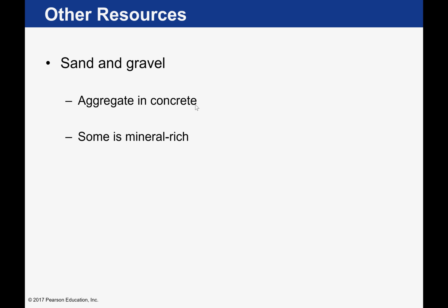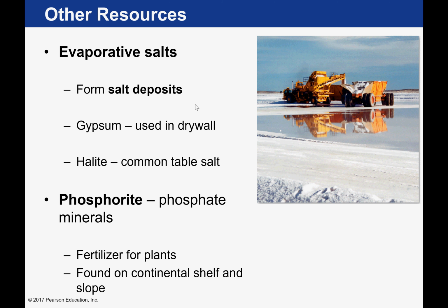Some other ones are evaporative salts. These get formed when seawater evaporates, and then the salts increase in concentration until they can no longer remain dissolved, and they precipitate out and form salt deposits. Again, gypsum we use as drywall, plaster for casts. Halite is our common table salt. Another example is phosphorite, which is phosphate minerals, and we use these as fertilizers for plants.